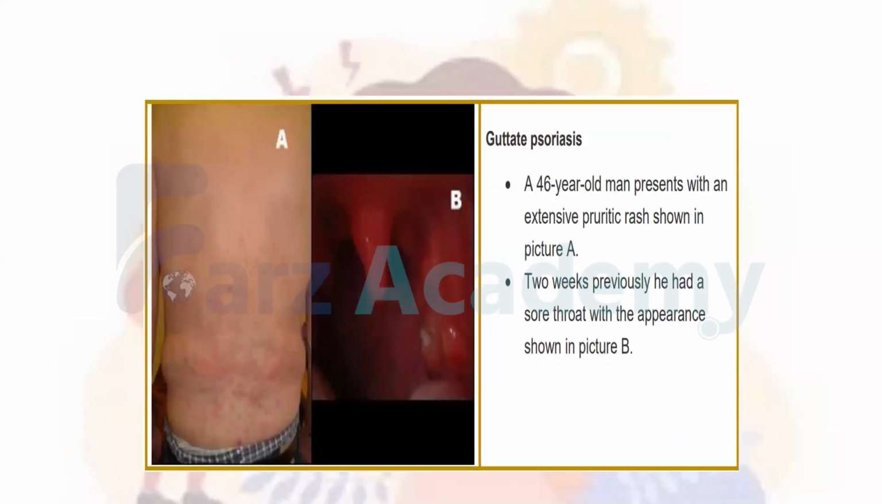So here you can see the guttate psoriatic lesion, also with tonsillitis because of streptococcal infection. They can give you an image like this and then ask you for treatment, or ask you what condition it is or what type of psoriasis it is in the exam.